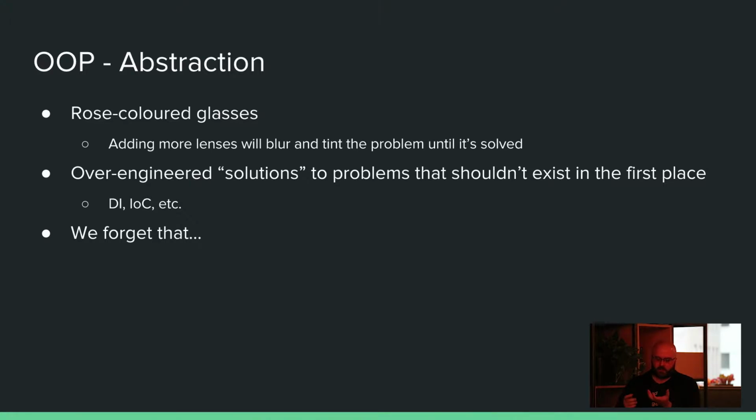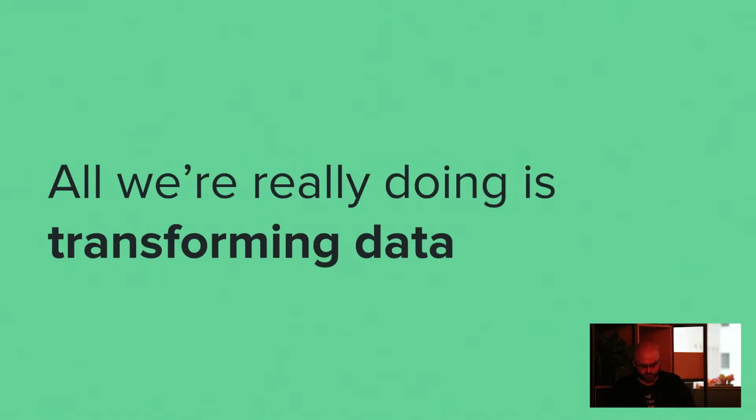But then we put on one layer of abstraction and it's still not solved. So we keep adding more and more lenses and stacking our rose-colored glasses further, and we blur and tint the problem until it's solved, in air quotes. When we over-abstract the problem, we get over-engineered solutions to problems that really shouldn't exist in the first place. Stuff like dependency injection frameworks, inversion of control, frameworks that are trying to sidestep and work around the limitations of object-oriented programming.